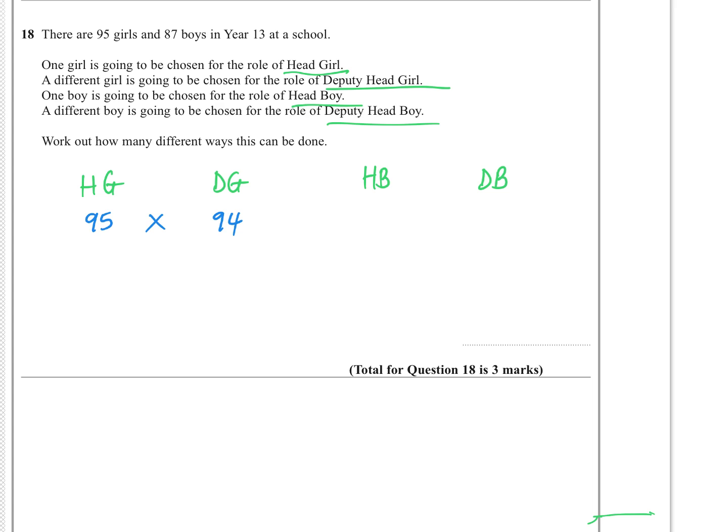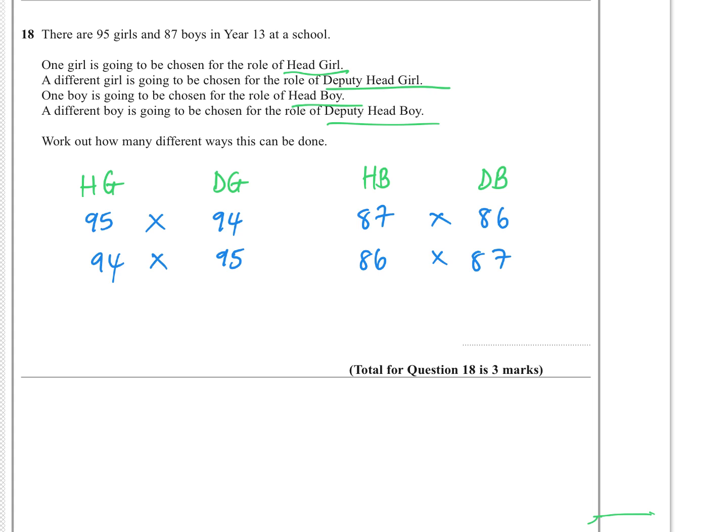And what I mean by that is you could have chosen your deputy head girl first, and there's 95 ways of doing that. And then you could have said, right, I want the next one to be the head girl, and there'd only be 94 for that. So that's what I'm saying about those being the same answer. And of course, use your calculator to check it out. For head boy then, the same argument is here. So 87 times 86 and 86 times 87.